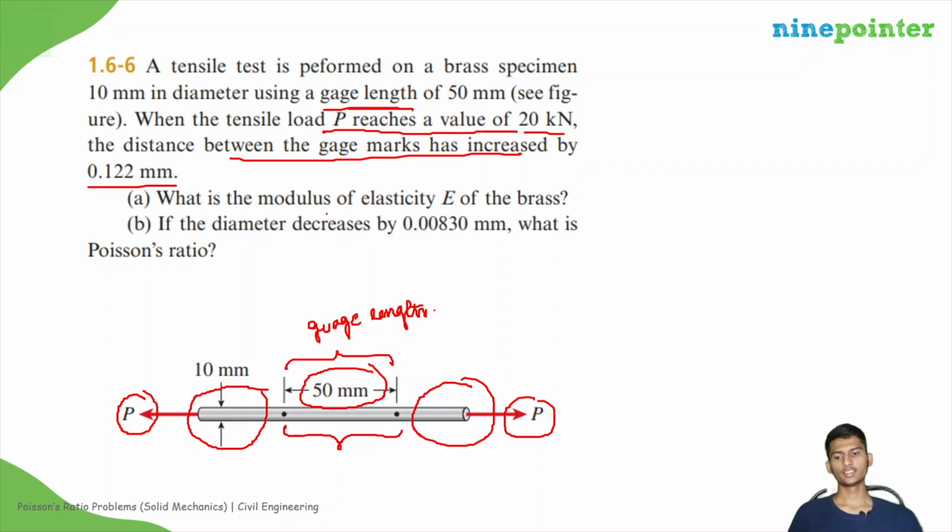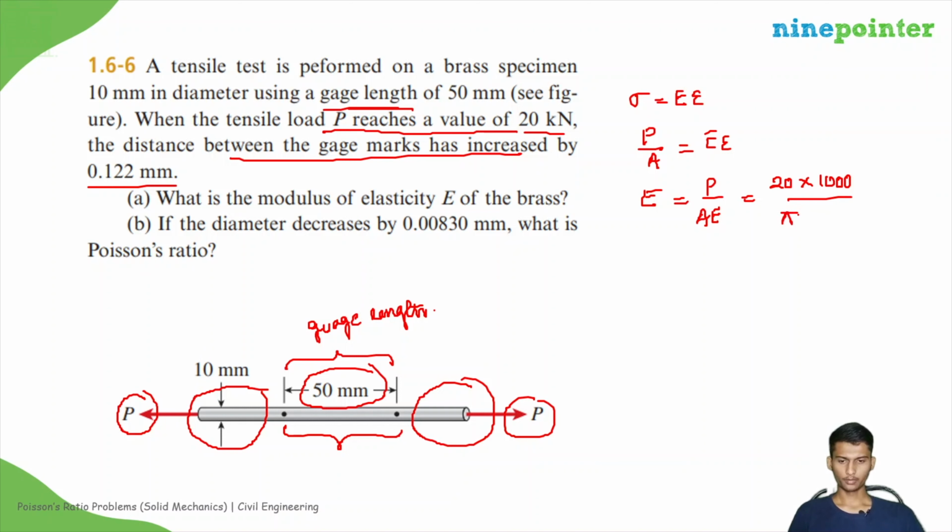What is the modulus of elasticity E of the brass? So we already know that sigma is equal to E into epsilon. Sigma will be P by A, that will be equal to E into epsilon. So E will be P divided by A epsilon, right? So what is the value of P? 20 kilonewtons. We need to put it in newtons. Divided by what is the value of A? Pi by 4 into D square. D is 10. So what is the value of epsilon? The epsilon value will be change in length divided by original length. Change in length is 0.122 divided by original length is 50.